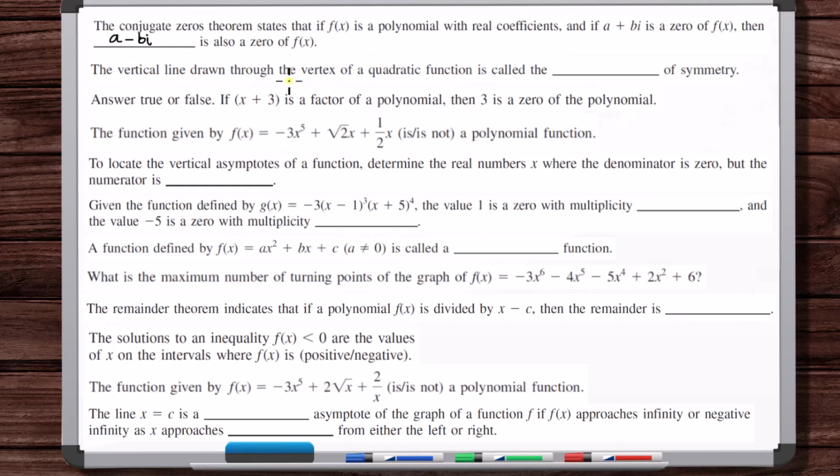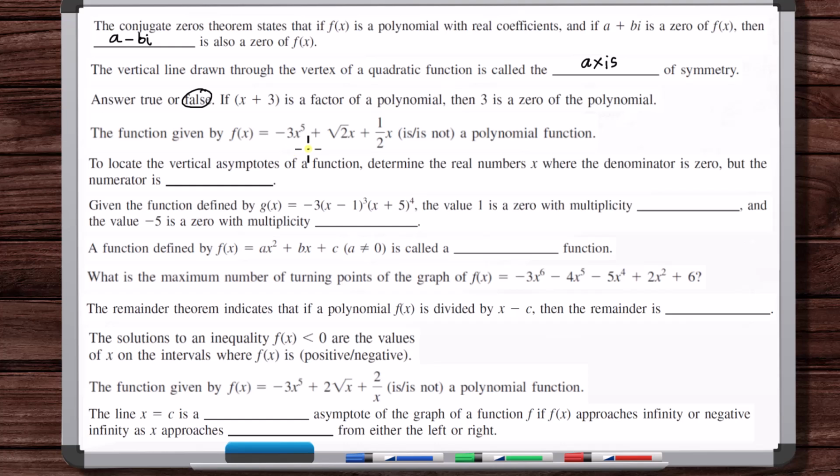The vertical line drawn through the vertex of a quadratic function is called the axis of symmetry of the parabola. Answer true or false: If x plus 3 is a factor of a polynomial, then 3 is a zero of the polynomial. False. Minus 3 is a zero, right? If it's a factor, then the idea is you set this equal to 0, you solve for x, you get minus 3.